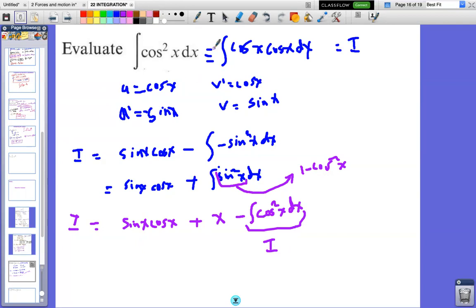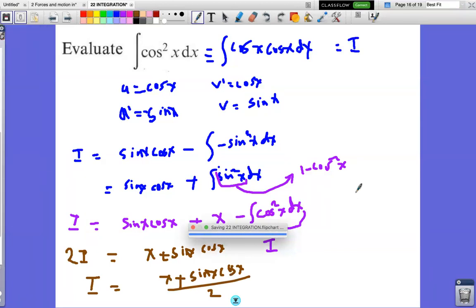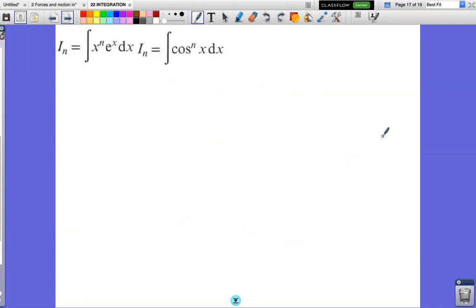So you can send the I this way. That will give you 2I should be x plus sine x cos x. So I will be x plus sine x cos x over 2. Is that a reduction formula? Still no, that's not a reduction formula. But it helps us to understand how to find a reduction formula.